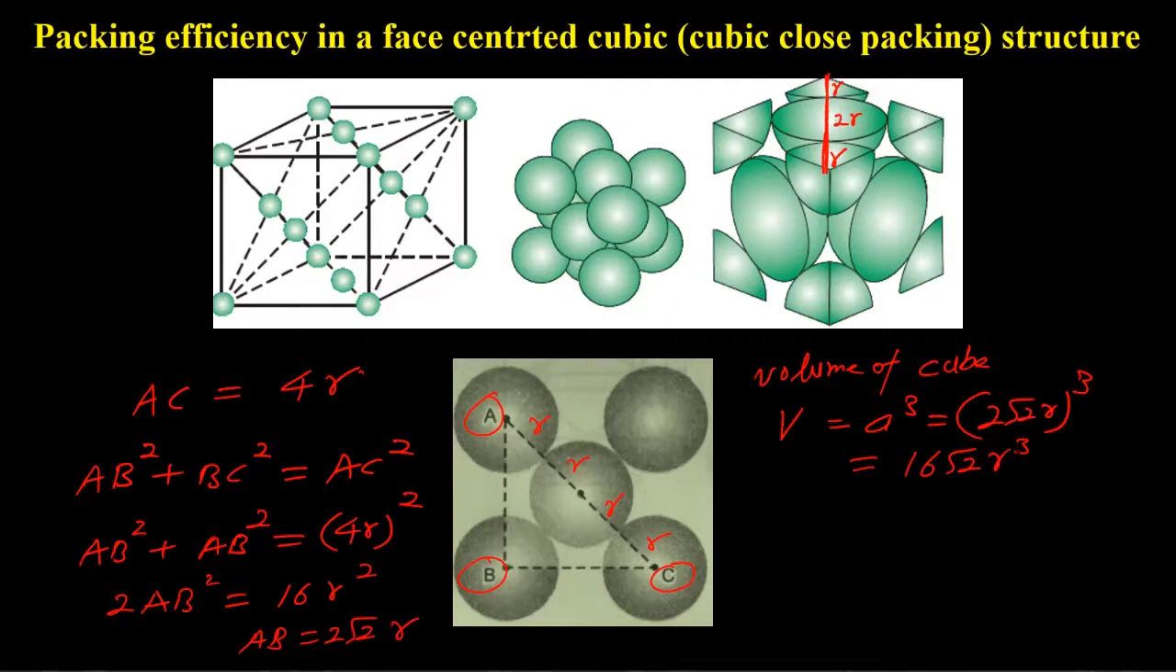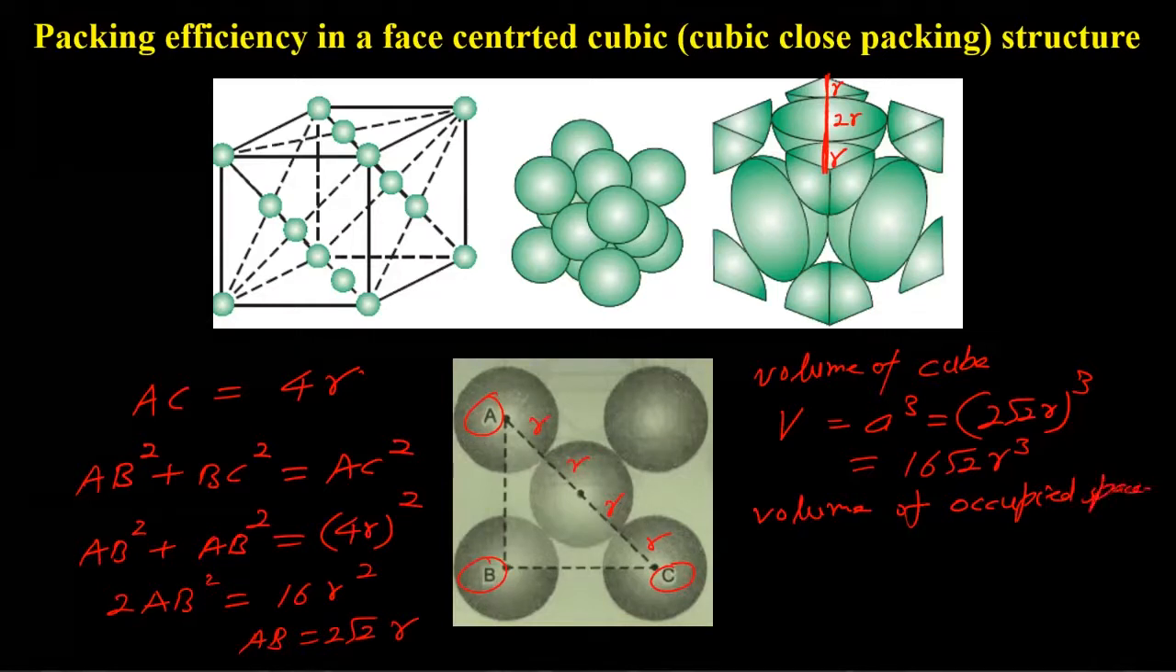So we know the total volume of the cube. Now, the volume of occupied space. In face-centered cubic, how many atoms do you have? Total 4, 3 plus 1.